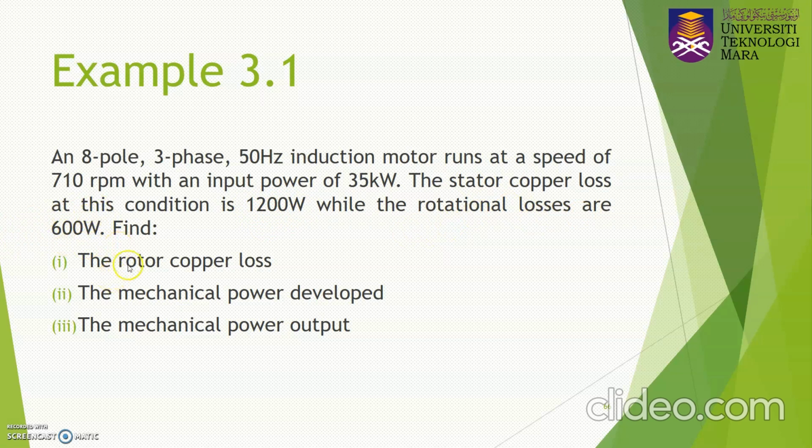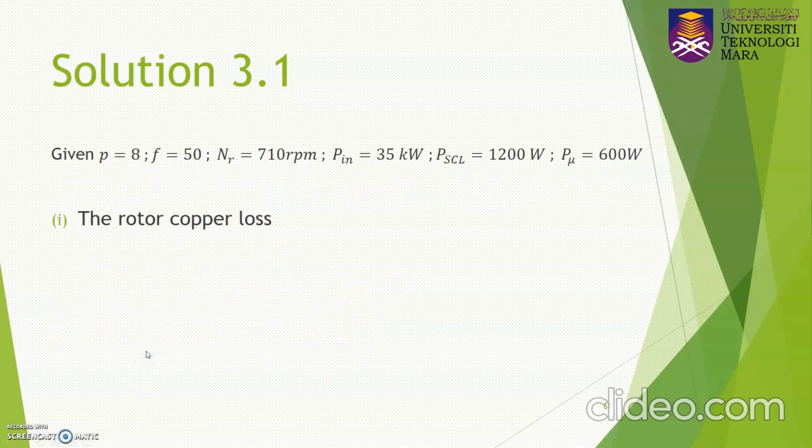First of all, you need to find the rotor copper loss, your PRCL. Then you need to calculate the mechanical power developed, which is your PM. And finally, you need to calculate the mechanical power output, your P out. For the solution, first you can rewrite all the parameters given: the pole equal to 8, frequency 50, the speed of the rotor is 710, input power to the machine is 35 kilowatt, the PSCL is equal to 1200 watt, and the P mu, the rotational loss, is equal to 600.